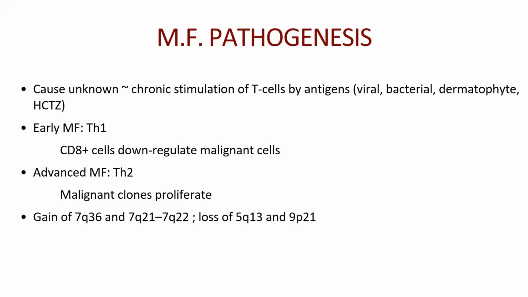It develops from a background of chronic inflammation and accumulation of genetic mutations. The pattern in early MF is more Th1-like. The non-cancerous CD8 lymphocytes suppress the malignant clone. And in more advanced disease, a Th2 environment exists and allows the malignant clone to proliferate. Patients die from sepsis due to immune system failure. Lastly, studies report some aberrant alterations on specific chromosomes.